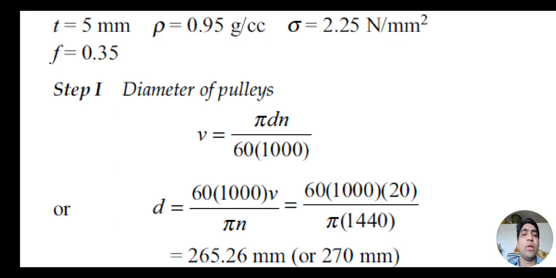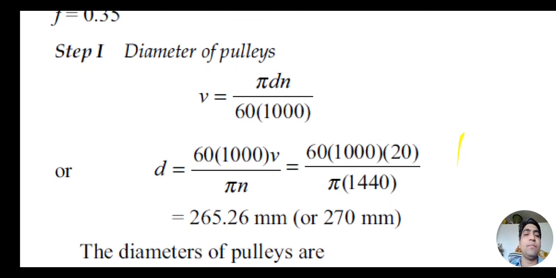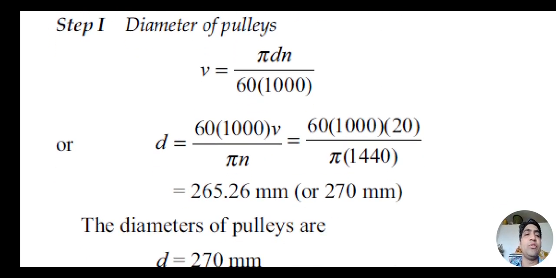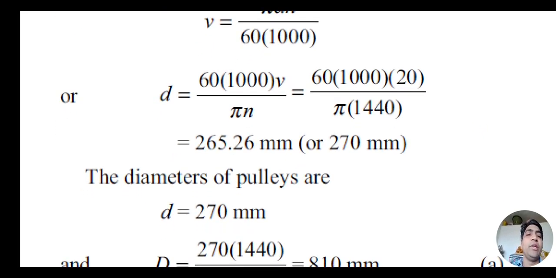Small d equal to what? Now it becomes 60 into 1000 into small v upon pi n. Put the value of small v, that is 20 meter per second. N, that is the speed of the smaller pulley, that is 1440 rpm. Put it here. We will get the value of small d 265.26 mm, that is approximately taken as 270 mm.